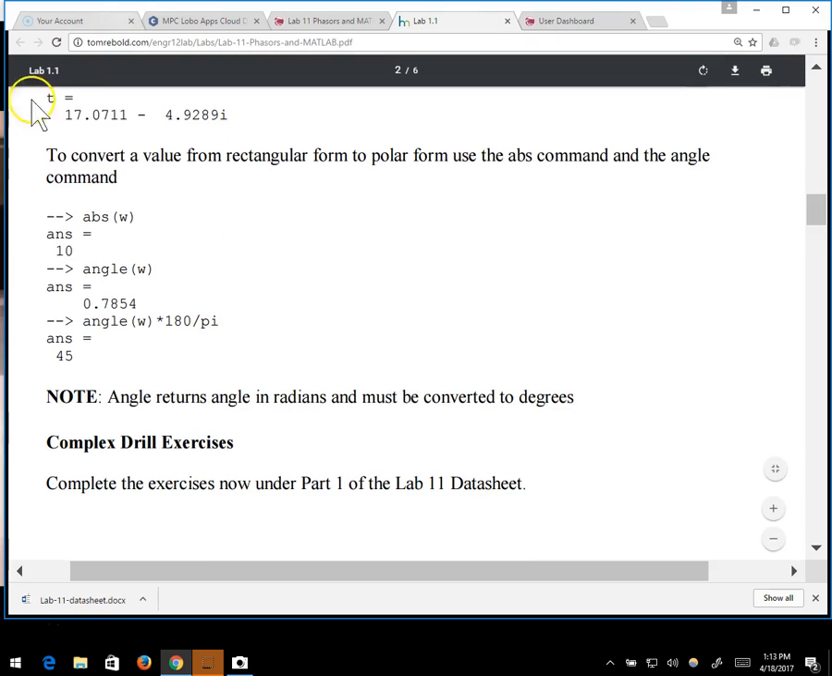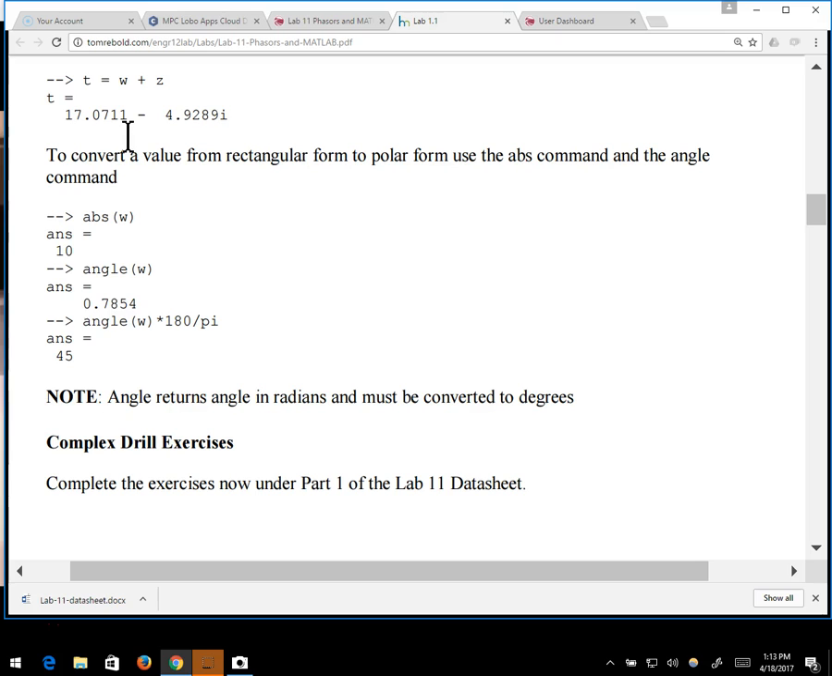If you end up with a complex value in rectangular form, you want to find the magnitude and the angle of it, convert it back into polar form. MATLAB does that too. There's the ABS function, which is the normal absolute value function, which works for real numbers, but it also works for complex numbers and gives you the magnitude of that complex number. In other words, it gives you the square root of a squared plus b squared if it's a plus bi.